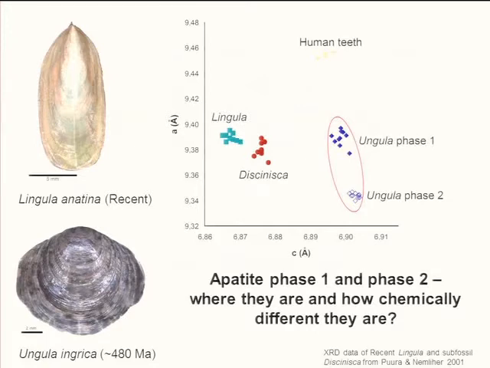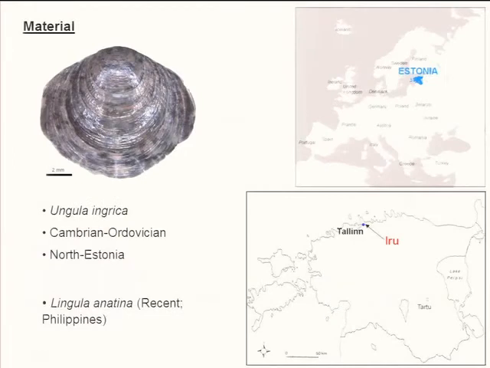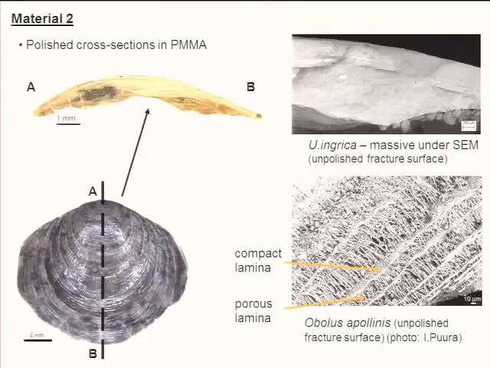In my study, I wanted to know how the apatite chemistry is changing in fossil brachiopod shells, where we can find these two apatite phases and how different these apatite phases are. To study this, I used the shells of Ungula ingrica, which occur massively in North Estonia. I collected them from the Iru outcrop. They can be found from the Kallavere formation, which has been assigned partly to Furongian and partly to Vahur division. For comparison, I used the shell of recent Lingula anatina.